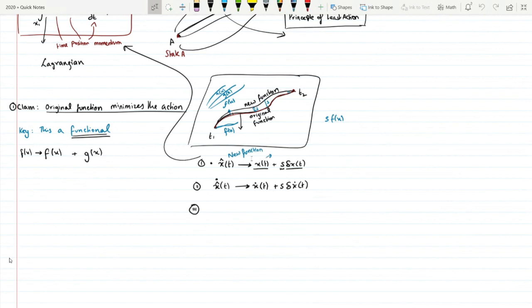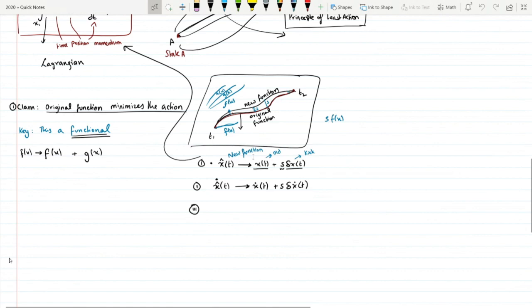That means the original function was... I can't hear you. I'm so sorry. Your position and momentum remain the same, and your original function is like the minimum path of least action.